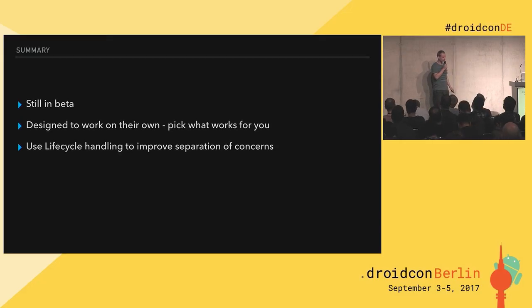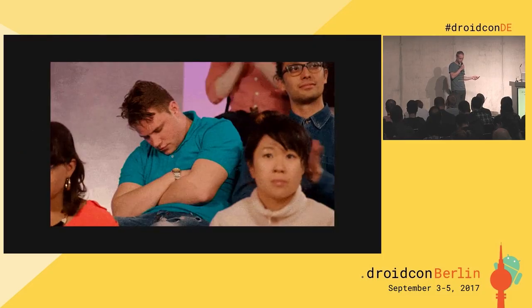The good thing about these architecture components is that they are designed to work on their own. So you don't have to take the whole package, but you can just pick what suits your use case best. So maybe you will just use Room because it's a very nice ORM, or maybe you will just use these lifecycle awareness features to improve your code, and probably you can also take the whole package, just whatever floats your boat. Yeah. And I guess that's it from me.